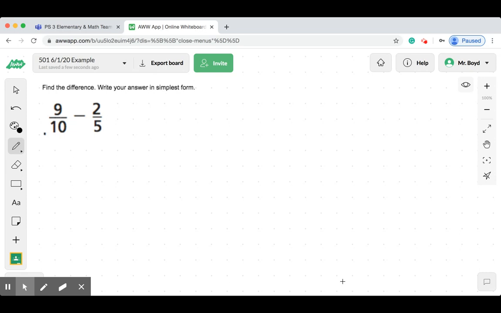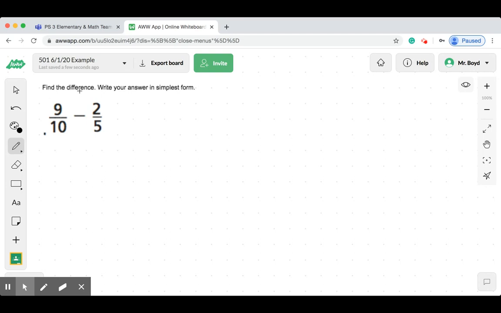Now it is going to be very similar. You're going to have to find a common denominator. You're going to have to change the denominators to make them common, and then you can subtract. It's the same steps that we do for adding fractions with unlike denominators. However, we will be subtracting in these examples.